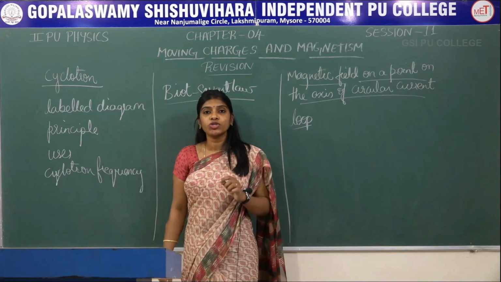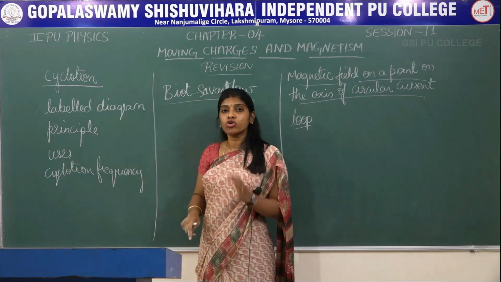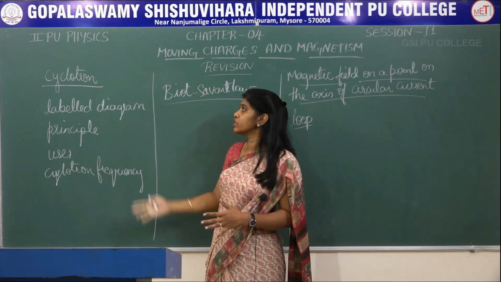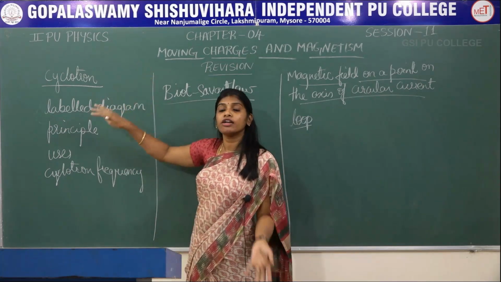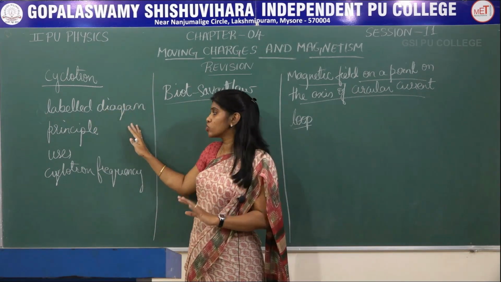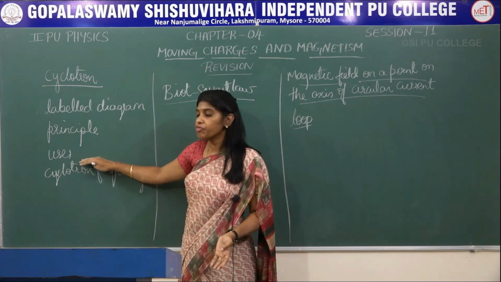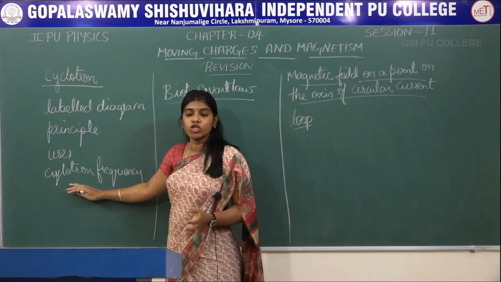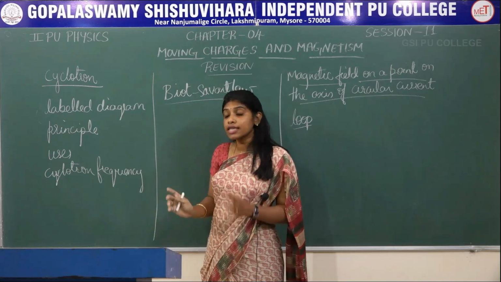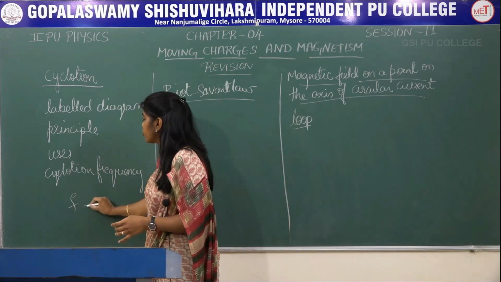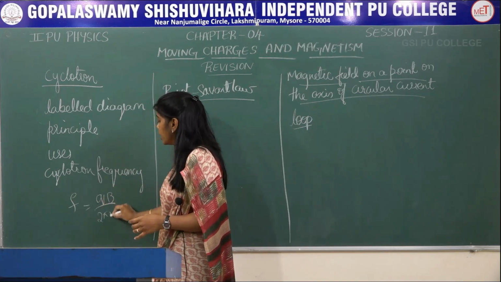In this chapter, we also studied a particle accelerator which is called a cyclotron. The questions which will be asked in your examination on this topic will be: what is a cyclotron? You should draw the labelled diagram of a cyclotron, and the principle of the cyclotron is also important, and its uses. And in 1 mark, they may also ask you to write the cyclotron frequency, which is a very important formula, and the cyclotron frequency is given by f is equal to qB by 2 pi m.